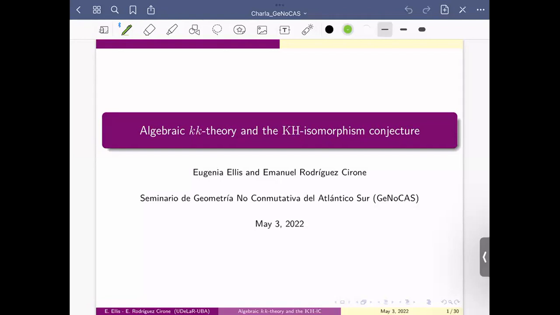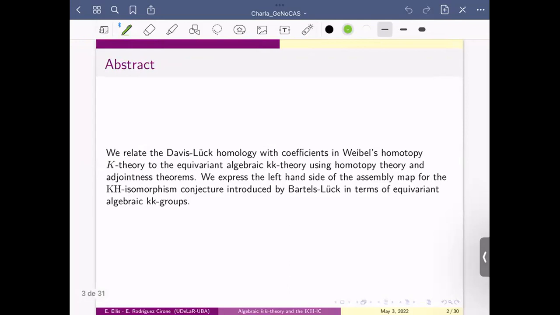Well, thank you for giving us the opportunity to tell about this present theorem that we have. And I'm going to talk about it. This is about algebraic KK theory and the KH-isomorphism conjecture. What we do is to relate Davis-Lück homology with coefficients in Weibel's homotopy K theory to the equivariant algebraic KK theory. How? Using homotopy theory and adjointness theorems.